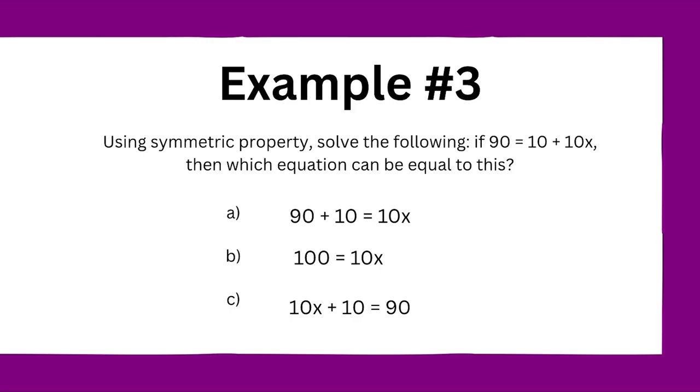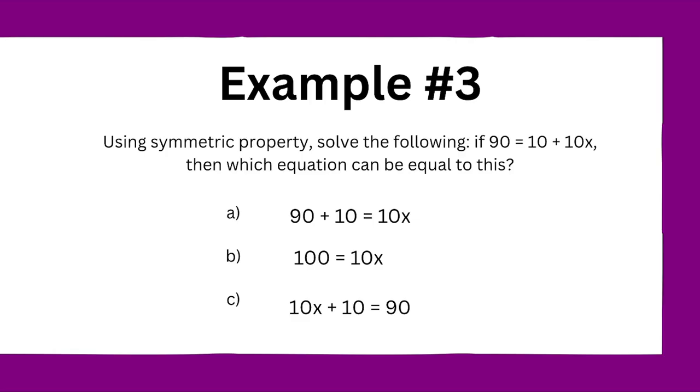Now, why wouldn't A and B be my correct answer? Well, starting with A, it has 90 plus 10 equals 10x. So while I did move the 90, I kept the 10 there. And since 10 and 10x are together, they have to stay together. I cannot swap one value out and then swap the other one. No, I have to keep what I'm given together. You cannot just switch them, essentially.